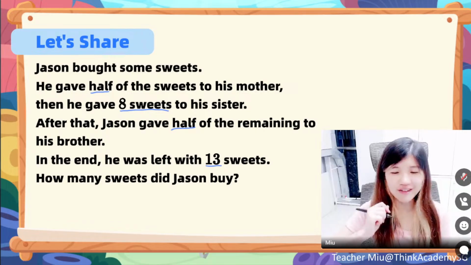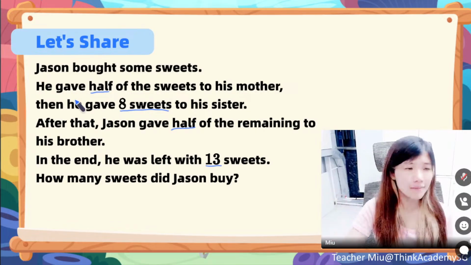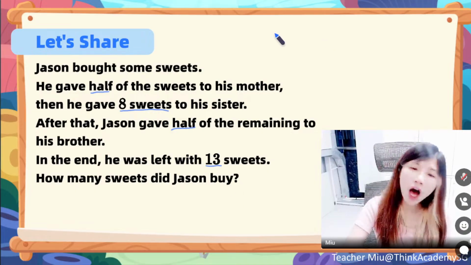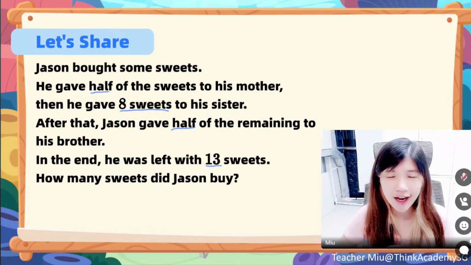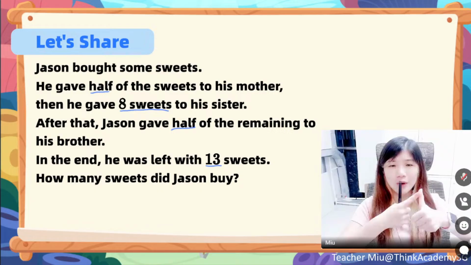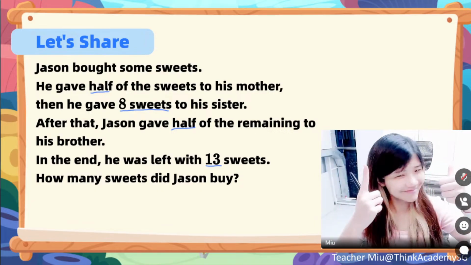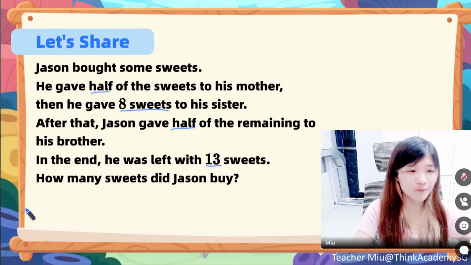For this question, this is very obviously a working backwards problem. Because we know what's in the end, we need to go all the way back to the start. How many candies did he buy? Right? So it's about working backwards. When it is working backwards, we should draw the train diagram. So let's just draw the train diagram with me, right?